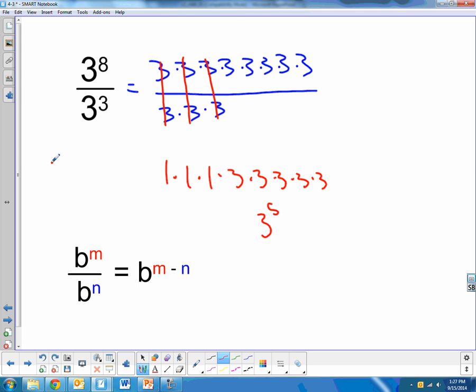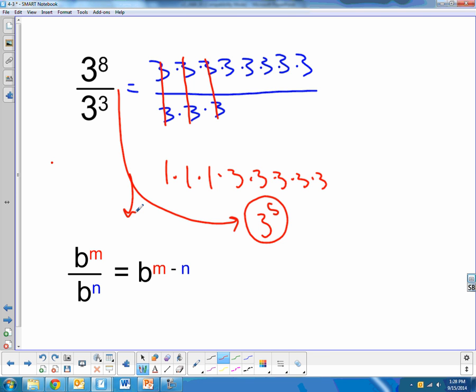So 3 to the 8th divided by 3 to the 3rd gives us 3 to the 5th, which shows right down here with our rule. If you have any big number b divided by any big number b with an exponent of m or n, you can simplify by subtracting those exponents away from each other.